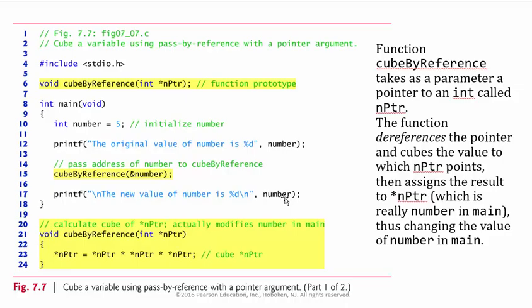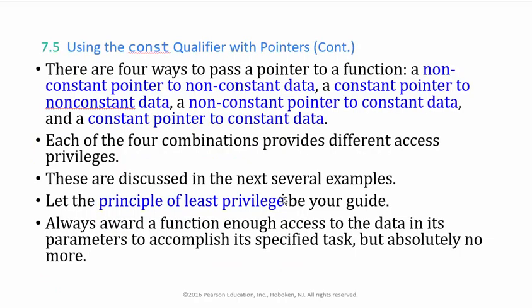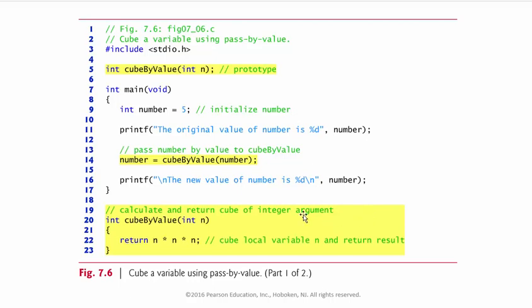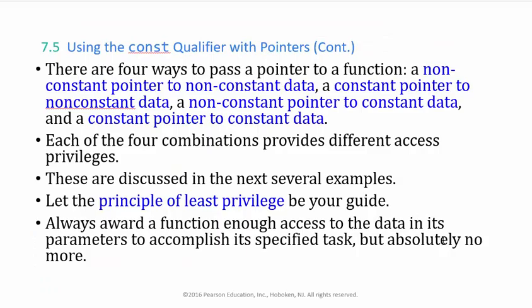So now I print the new value of number, and as you expect, the new value of number will be 125. But this time the function modified the value of number, which was different than what we did before. In the previous case, the function was not able to modify the value of number. I had to call the function, get the result, and then reassign it to number. So that's the difference there.